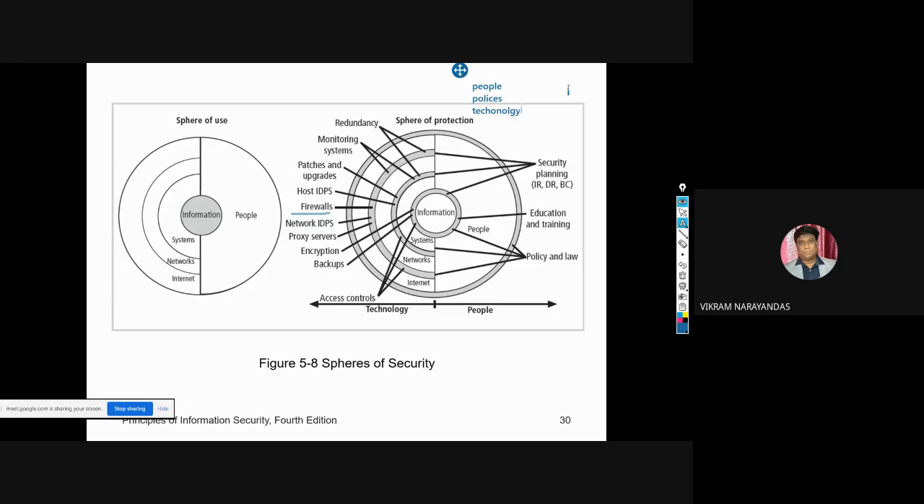And safeguards generally provide three levels of control. One is managerial. Next one, operational controls. Next one again, technical.